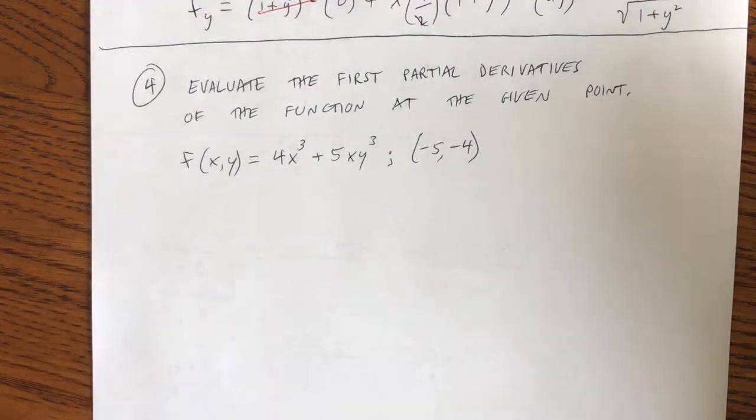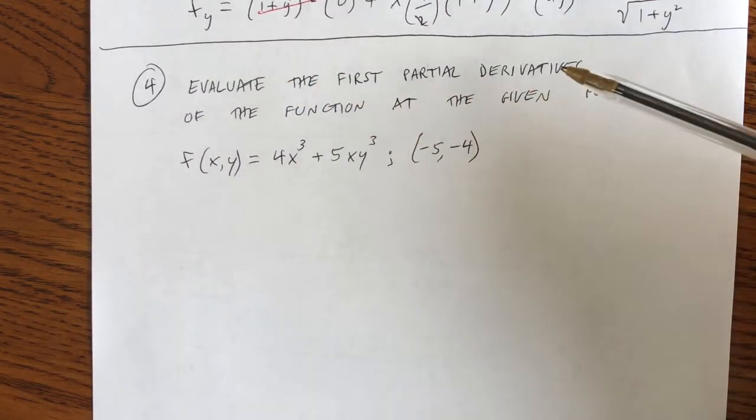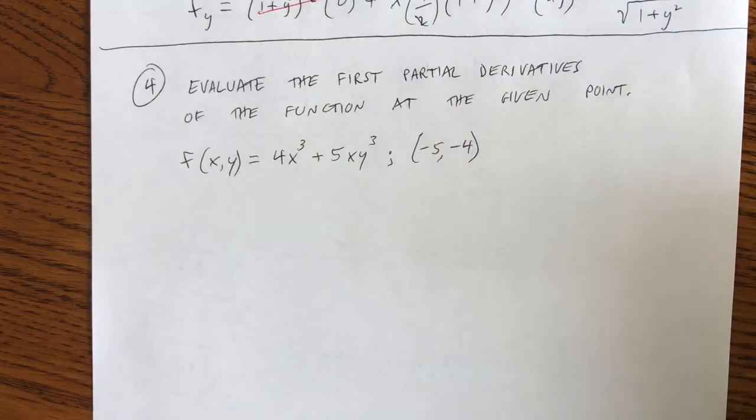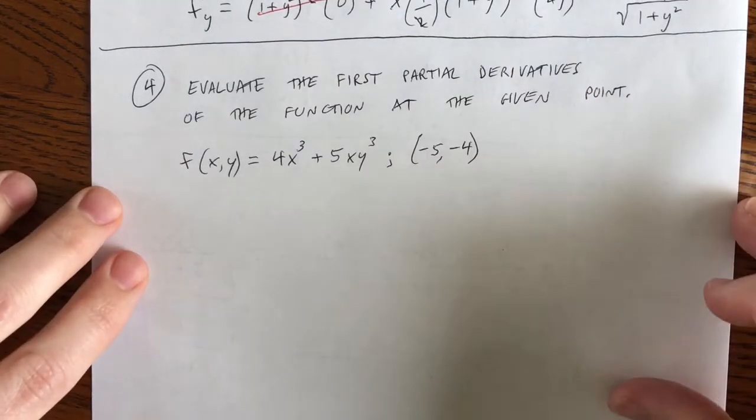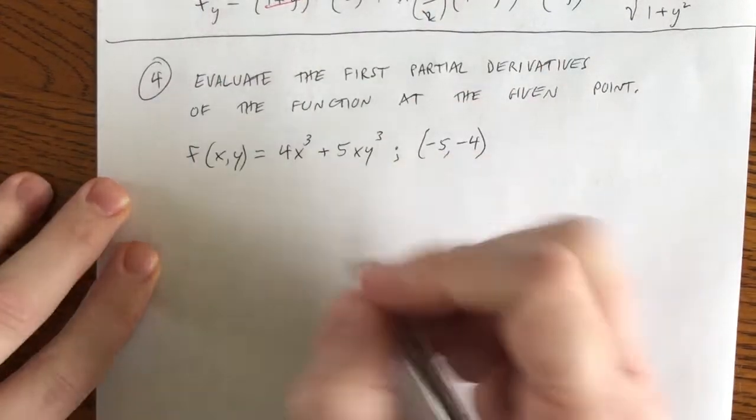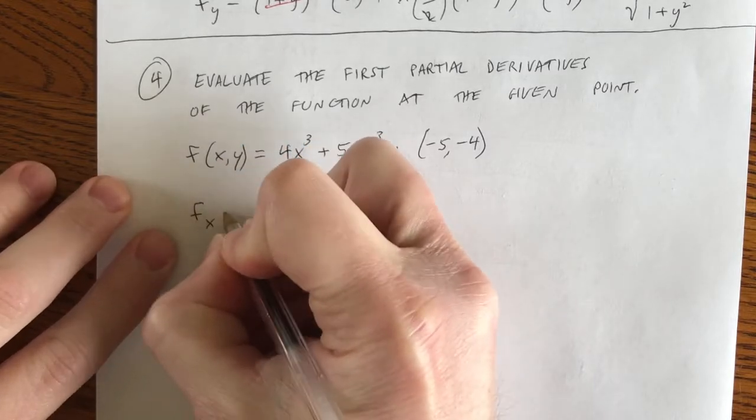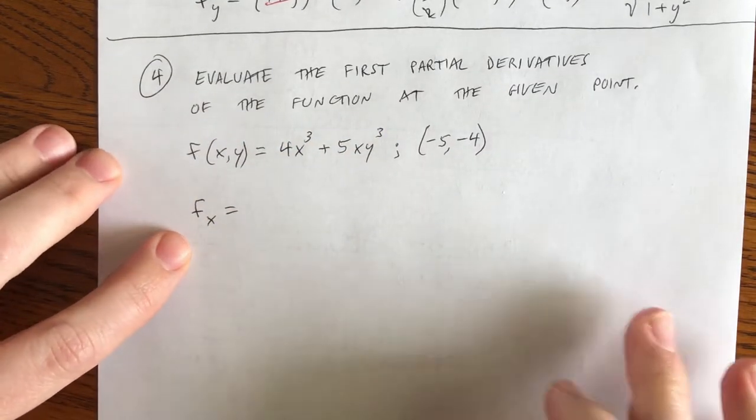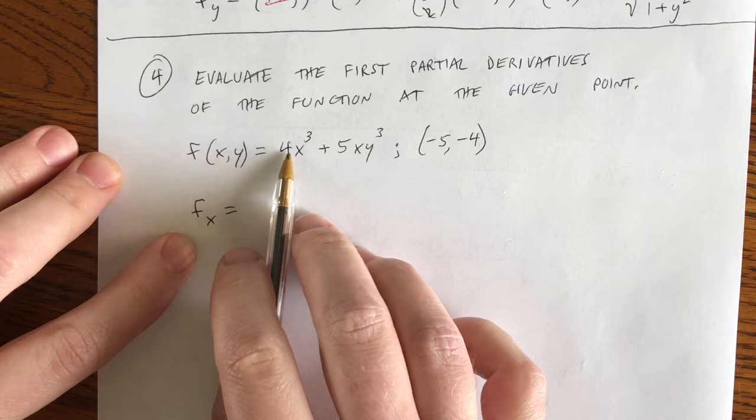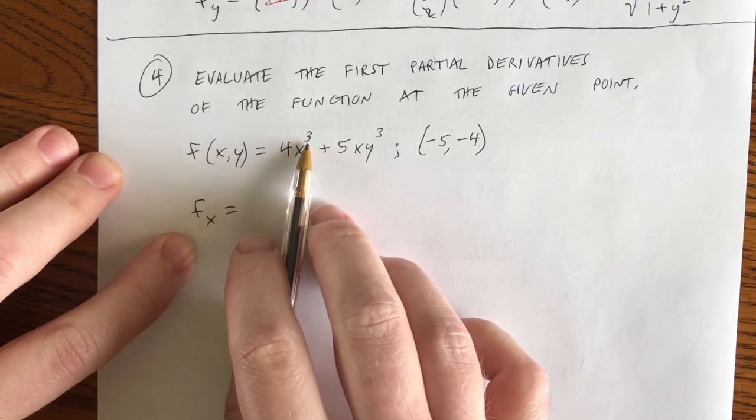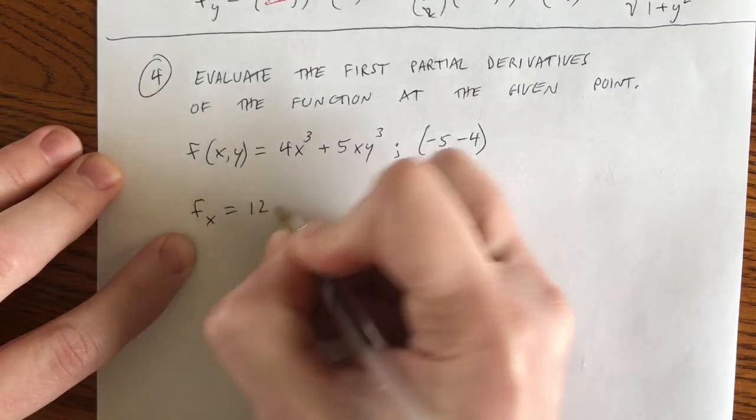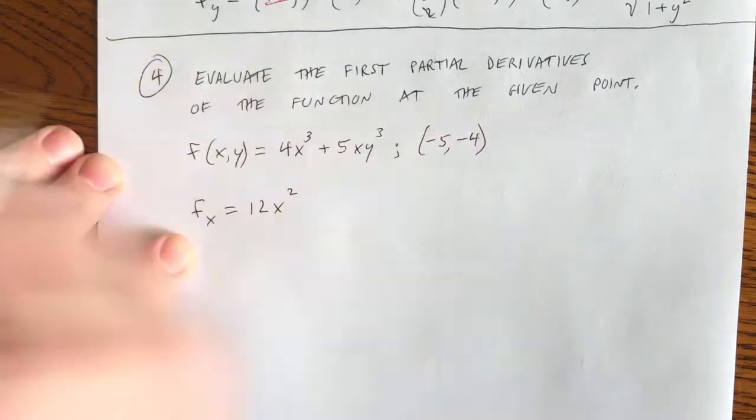Okay, in this next example, we want to be able to evaluate the first partial derivatives of this function at this given point, -5, -4. So there are different ways to notate this, but how I'm going to present it is basically the same way we've been doing it. So first find the first partial with respect to x. With respect to x, this first term, notice, does not contain a y. You just come up with the derivative of this like you would have back in chapter 9. So the derivative of this would be bring a 3 in front. 3 times 4 is 12. Take 1 away from that, and you get 12x squared.